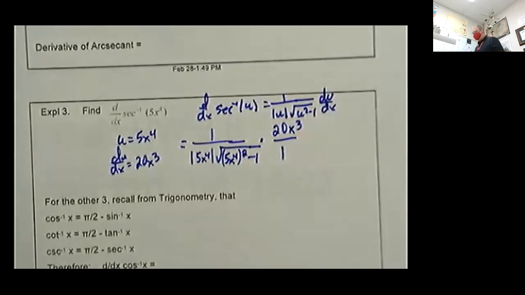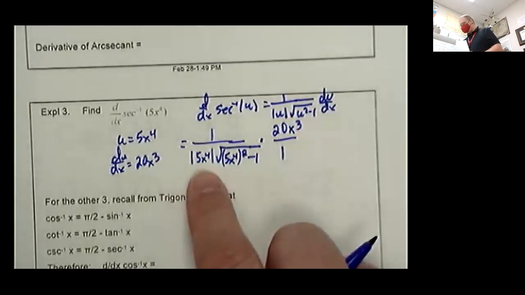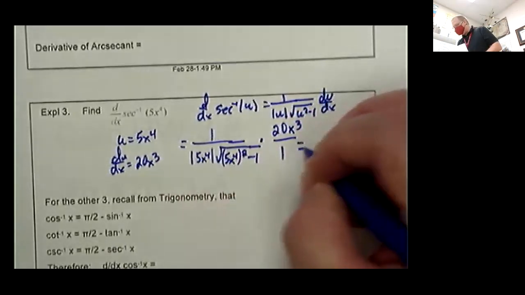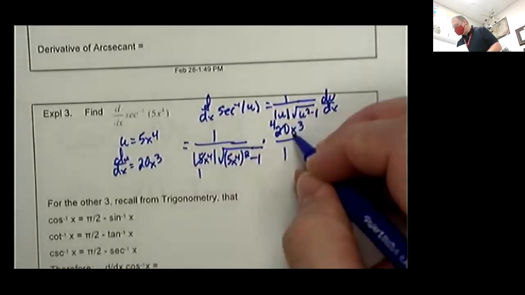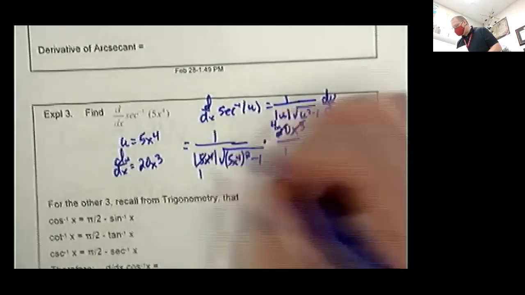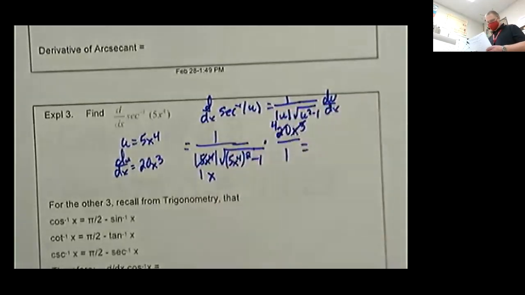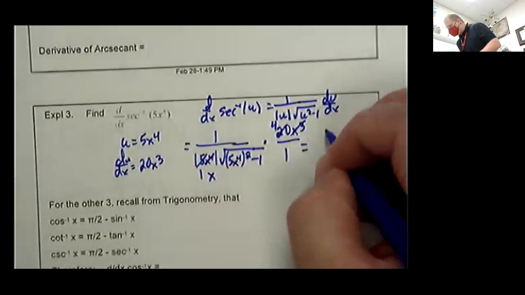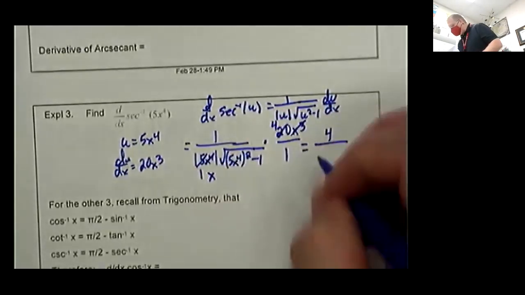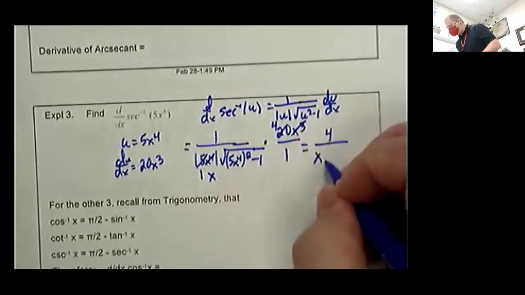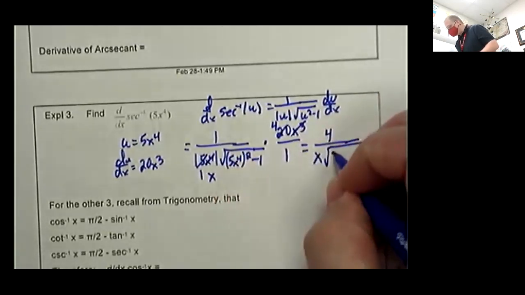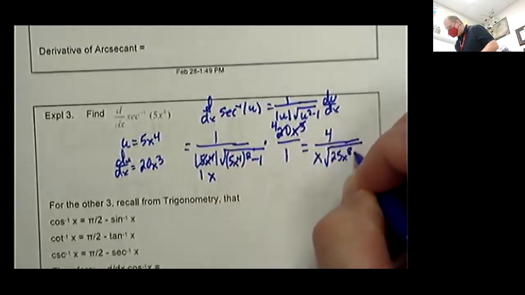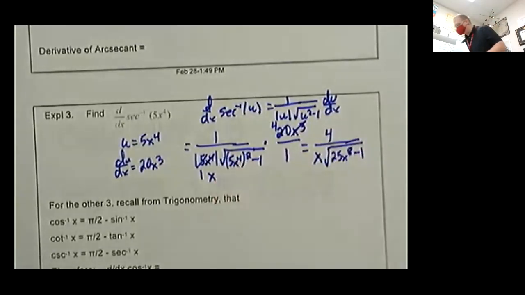over 1. All right, now we want to see if we can simplify. The absolute value of 5x to the 4th is just 5x to the 4th. That will simplify. 5 and 20 simplify, leaving 1 and 4. X cubed will simplify with the x to the 4th, leaving 1x. And so we have a 4 left in the numerator. There's an x outside the square root. Inside the square root, we're left with 5x to the 4 squared. That's 25x to the 8th minus 1. And again, we'll stop there.